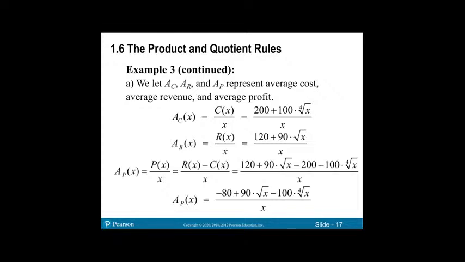So we're going to let AC, AR, and AP represent the average cost, average revenue, and average profit. So average cost, C of X over X, and then we get this. Revenue, R of X over X, we get this. Average profit, I didn't think about that. It's going to be the revenue minus the cost, or P of X over X, which is the revenue minus the cost over X, and we get this. That's not too bad, okay?